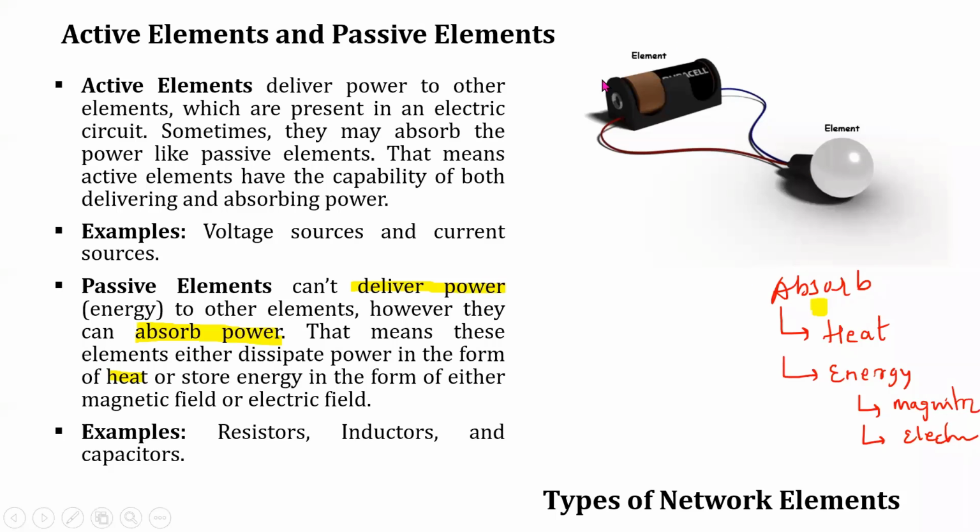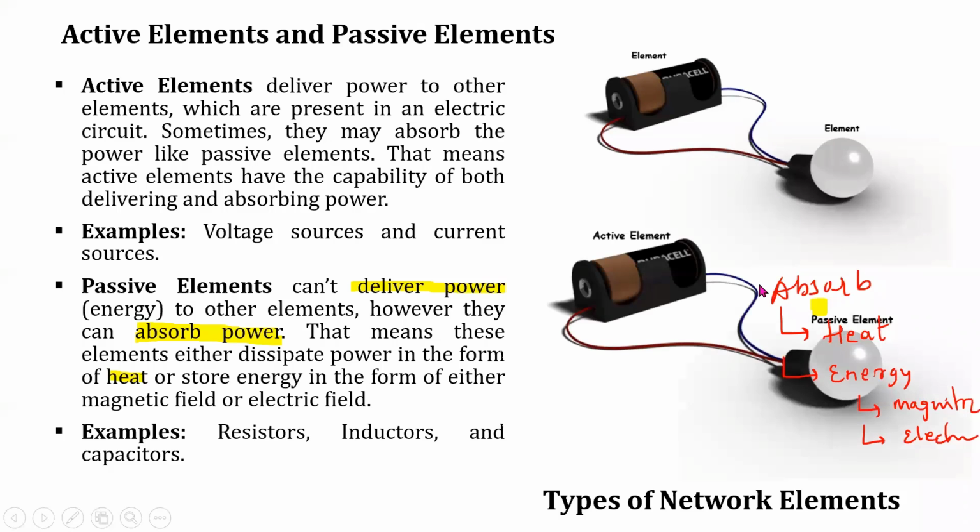Then consider this figure. Identify which is an active and passive element here. So this is an active element. Bulb is a passive element. Battery is an active element. All right. I hope you have understood the meaning of active and passive element properly. Have you understood the meaning of active and passive elements?